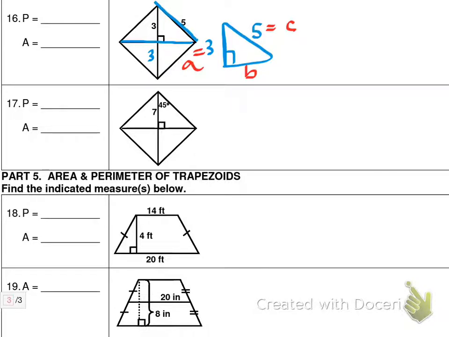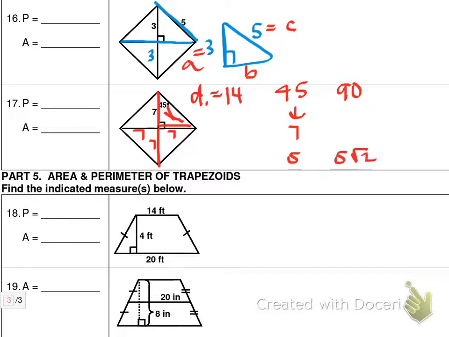Number 17. Okay, so like number 16, this is 7, that makes this one 7 right here. We're dealing with a 45-45 triangle, so if across from this 45 is 7, then across from this 45 is 7. So we know the length of our diagonals. Diagonals 1 and 2 are both 14. And then, so 45-45-90 triangle, our 45 is 7, which is s square root of 2. That makes our side 7 square root of 2.